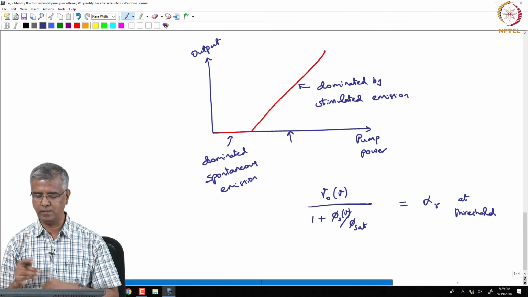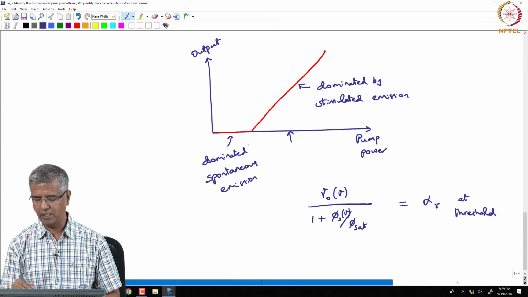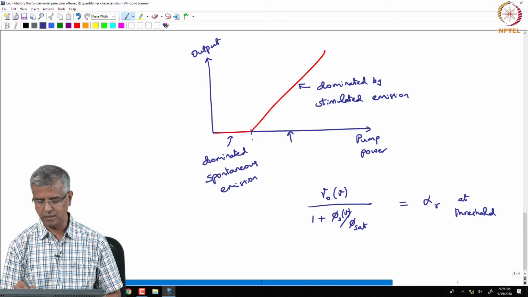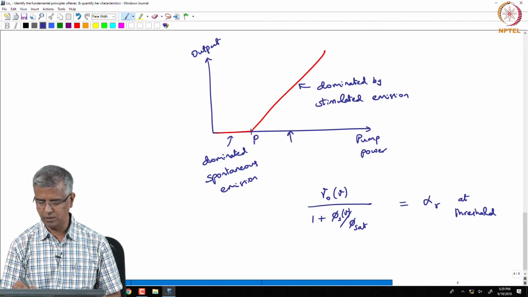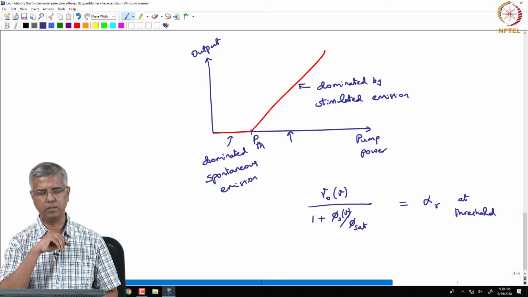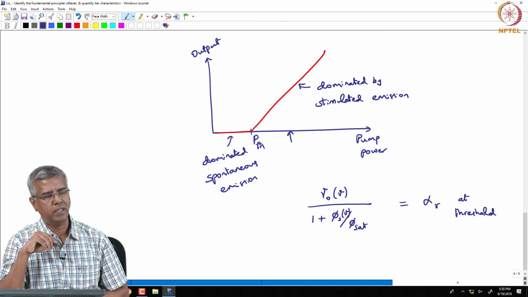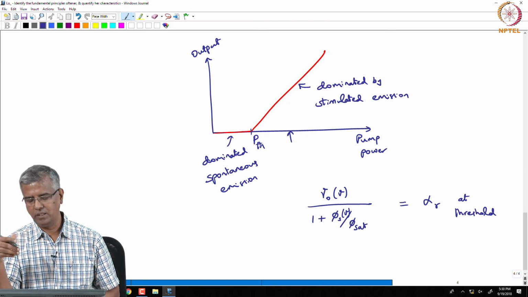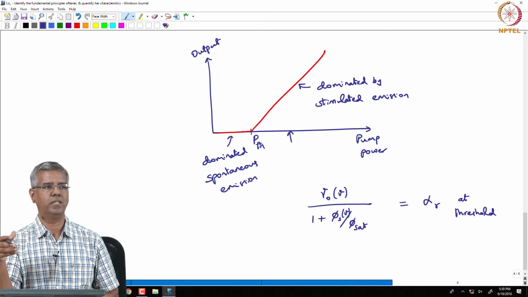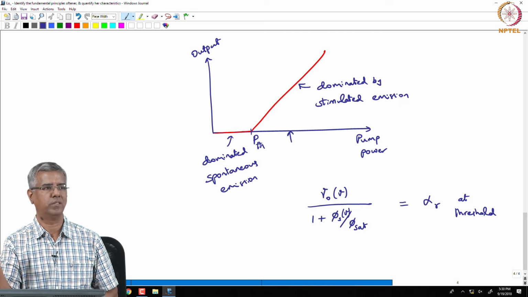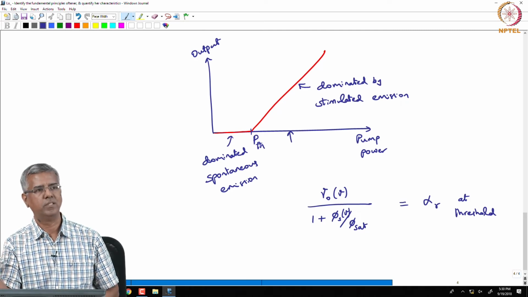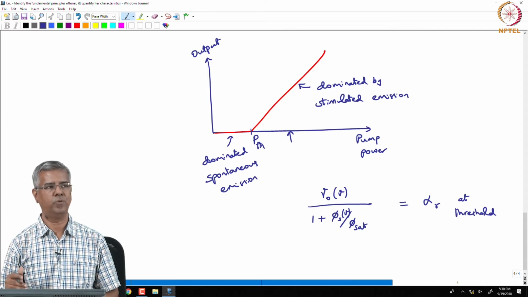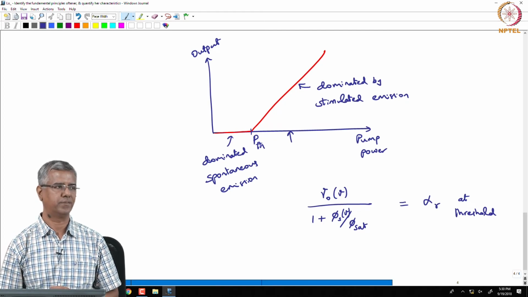So, in this picture over here, what are we saying? As we increase the pump power, we are getting to the point where we have a threshold, right? We have a threshold pump power. Beyond that, whatever pump photons that you put are actually getting converted to signal photons. So, any increase in the pump power corresponds to an increase in the signal power, right.